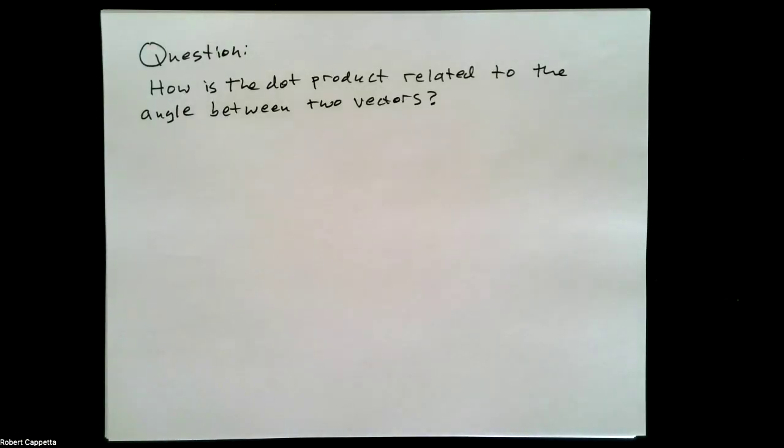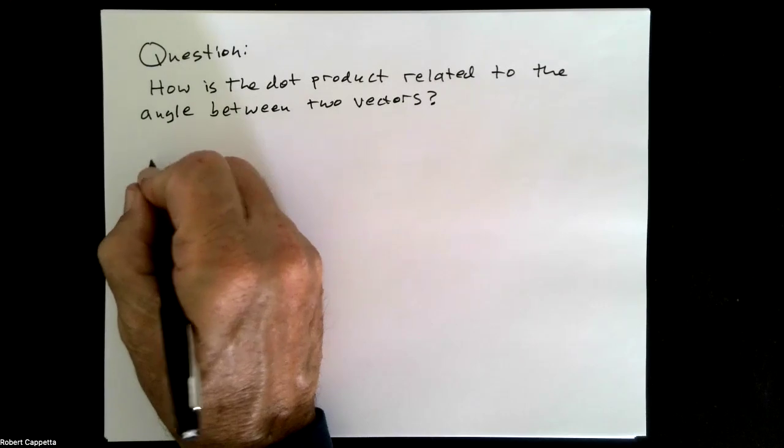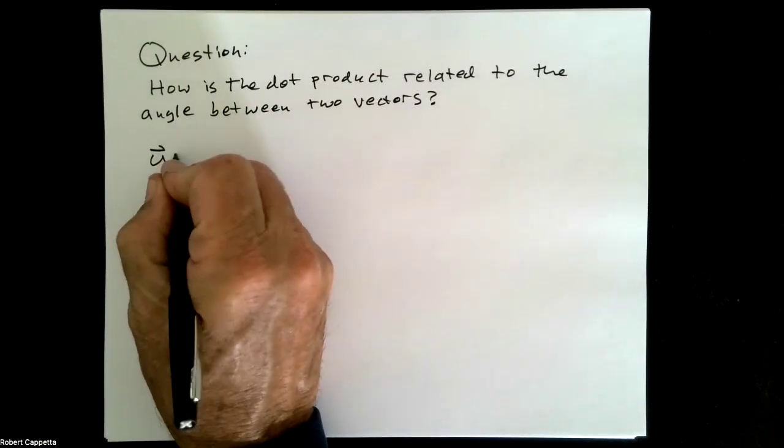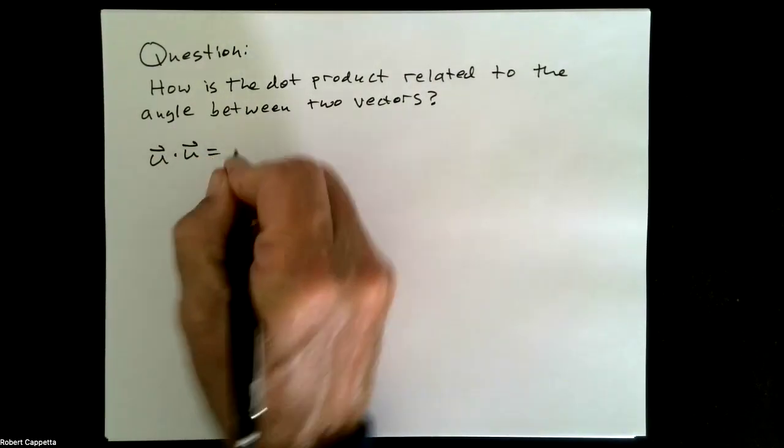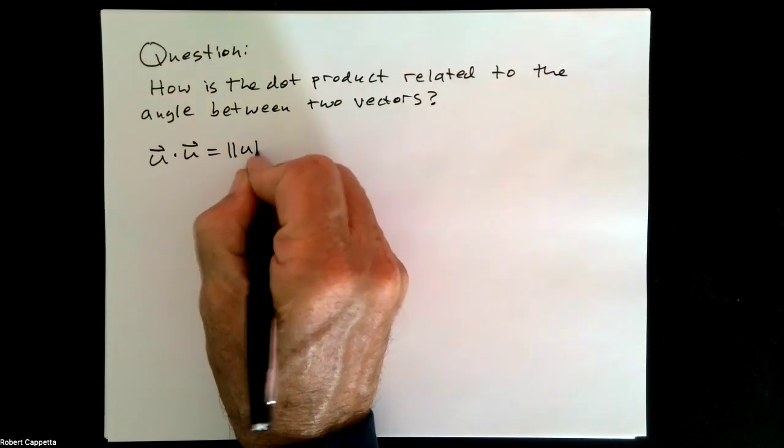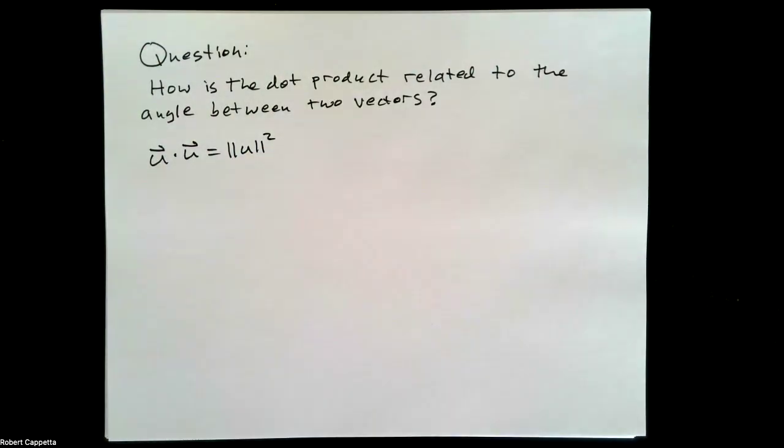So our next question is to determine how the dot product is related to the angle between two vectors. What did we say previously? A vector has both direction and magnitude, but no location. So we know that. And we also know about the length of the vector. We know that u dot u is the same thing as the length of u squared.